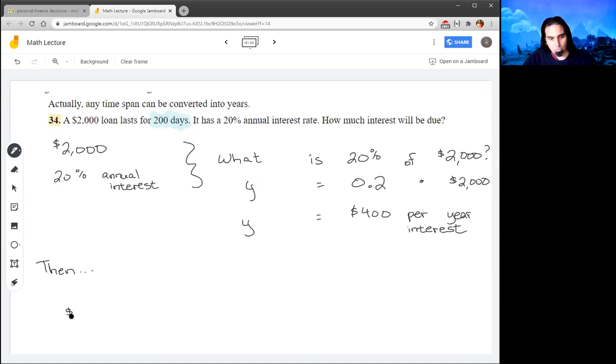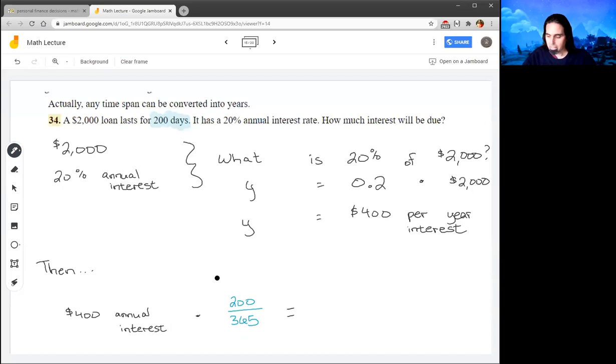We're going to take that $400 of annual interest, and I say, what fraction of a year do we have? We have 200 divided by 365. Does it make sense because there's 365 days in a year? That's my fraction. And find whatever that is.